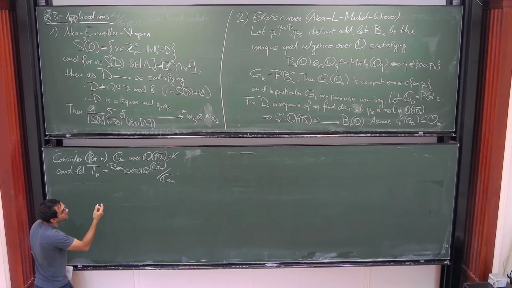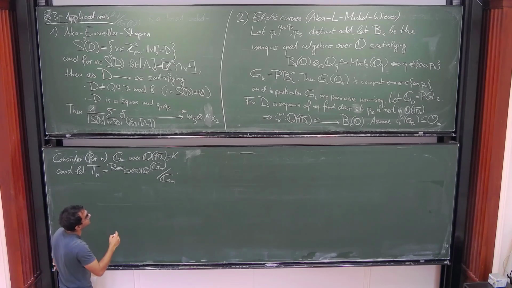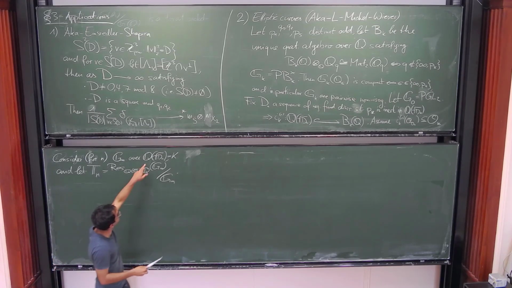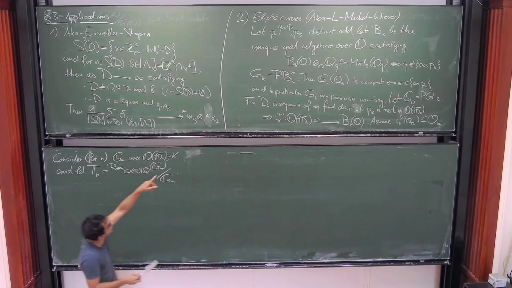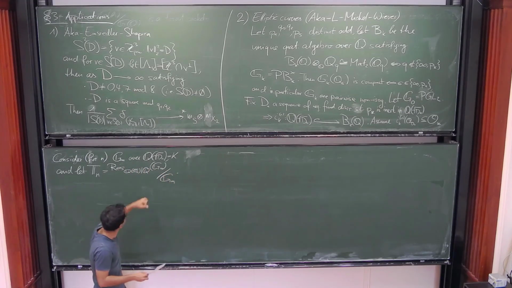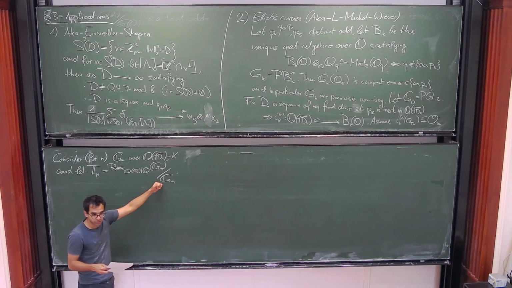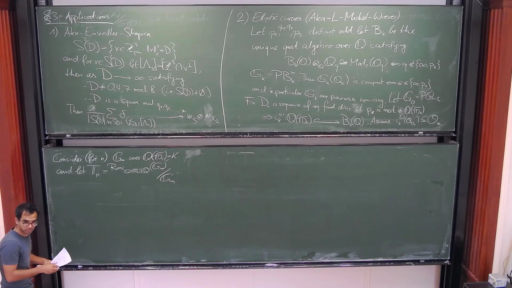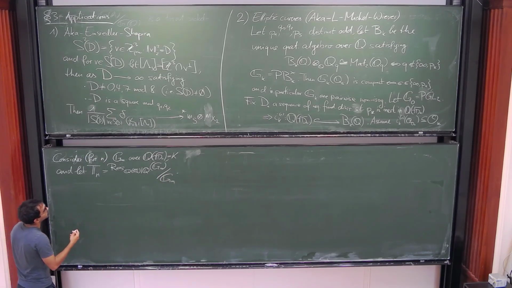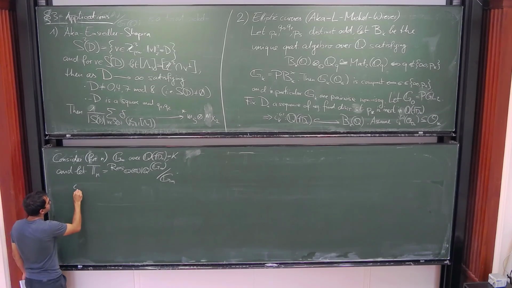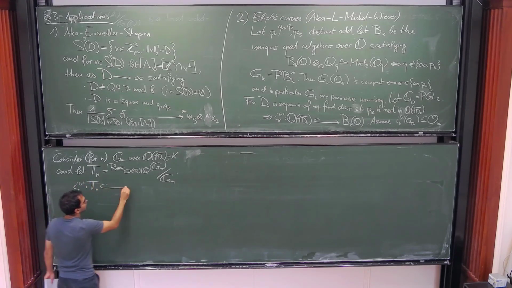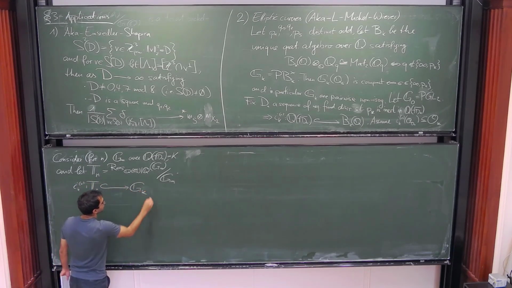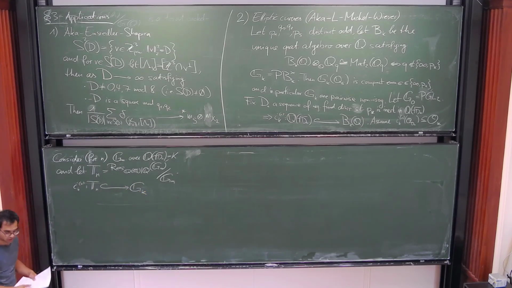Okay, so what we now have is we had embeddings of these fields in the quaternion algebra, and the group GK is also taking the quotient by the center of the quaternion algebra. So we obtain embeddings, which I denote by the same symbols, of these tori in the groups GK.